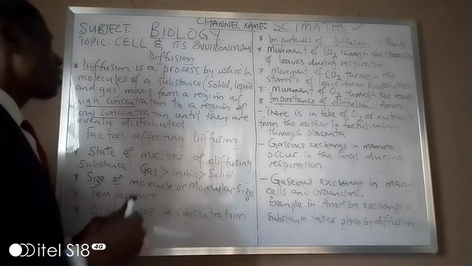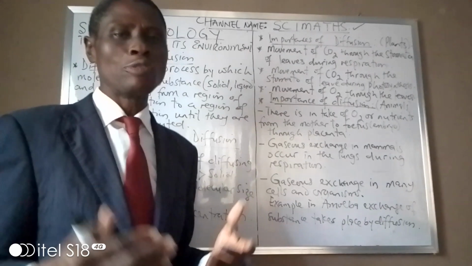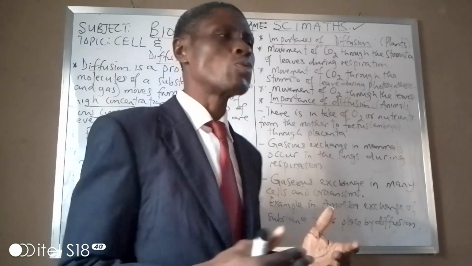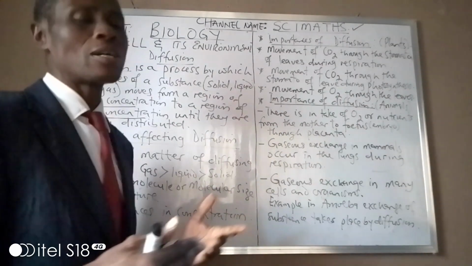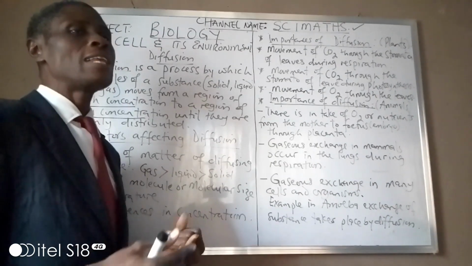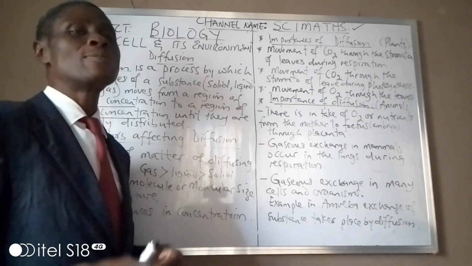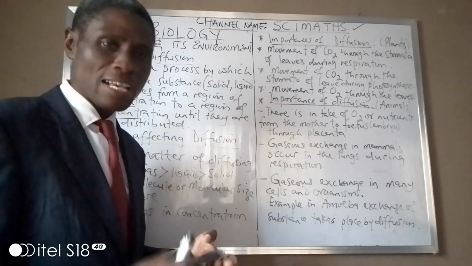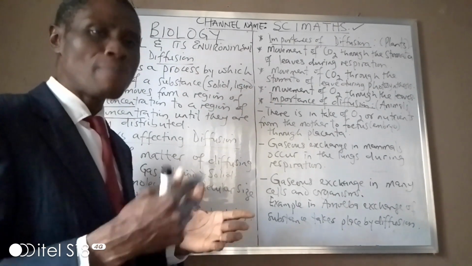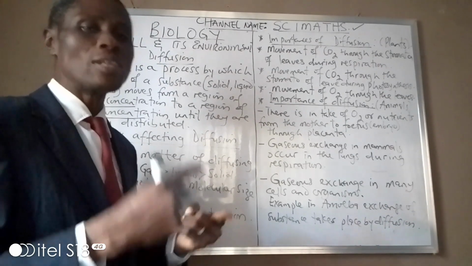Having said that, what are the factors affecting diffusion? We have some factors that affect diffusion. One of the factors is the state of matter of the diffusing substance, either in the form of solid, liquid or gas. Since diffusion can take place in solid, it can also take place in liquid and likewise in gas. So the state of matter of the diffusing substance is one of the factors that affect diffusion.